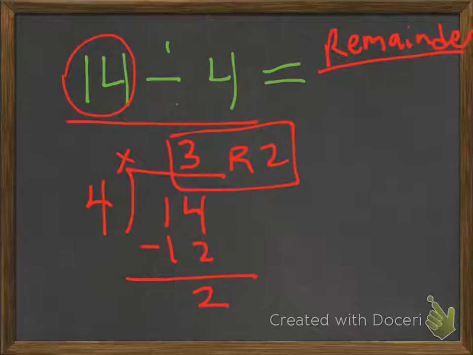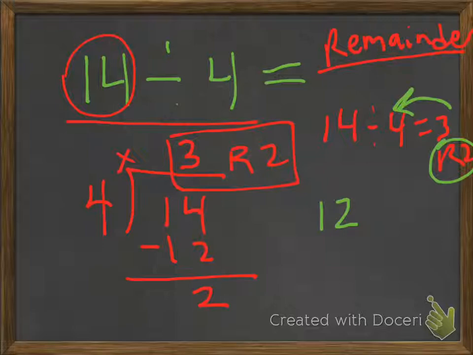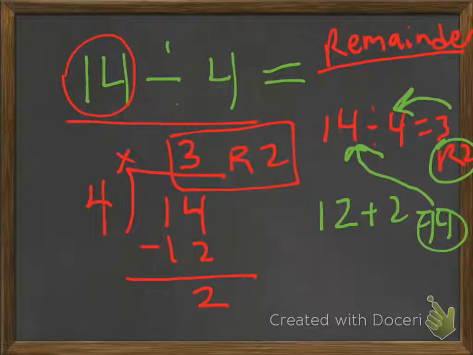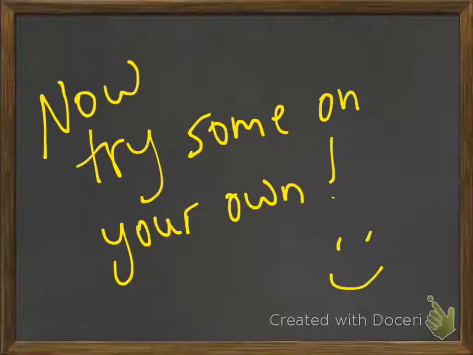And we can also check our work. We can always go backwards. So if our question is 14 divided by 4 equals 3, remainder 2, then we could also go backwards and go 3 times 4, which is 12, plus 2 more, we get 14. So if we're going backwards, we can actually prove our answer and make sure that it's correct. Alright, now try some on your own. Good luck.